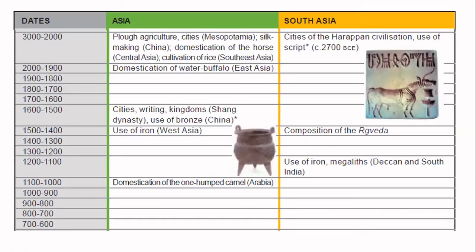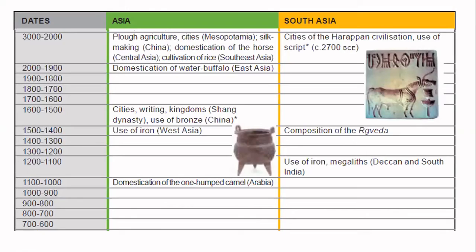And in South Asia, we have the cities of Harappa civilization and use of script, and there's a picture next to it that we have found in 2700 BCE. There's again a patch where we do not know what took place.